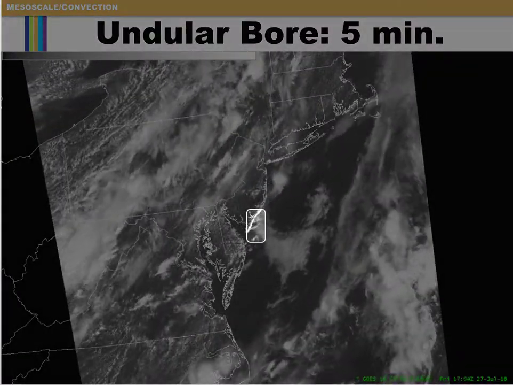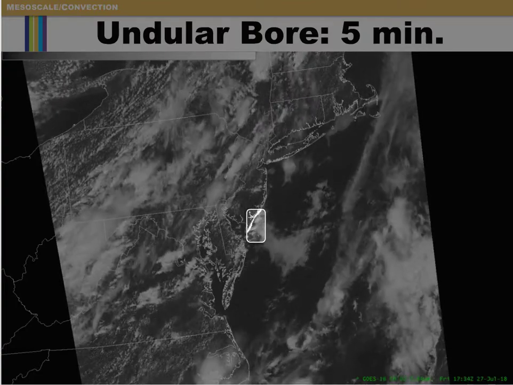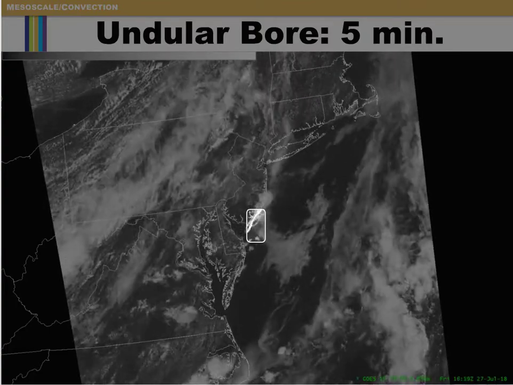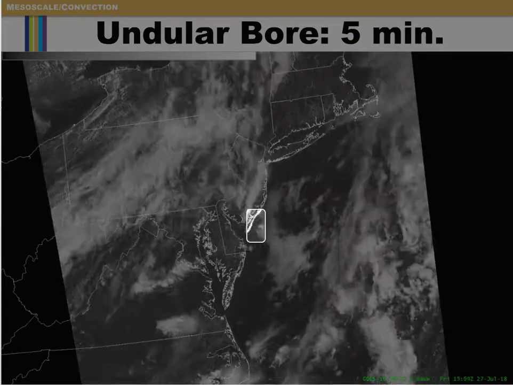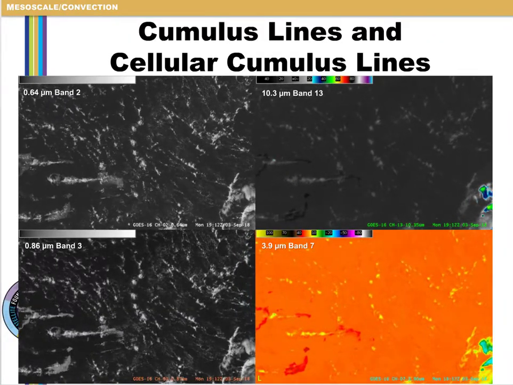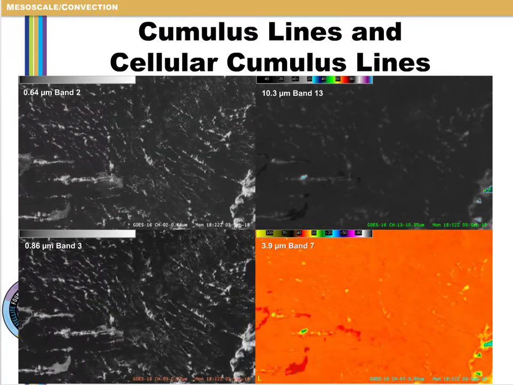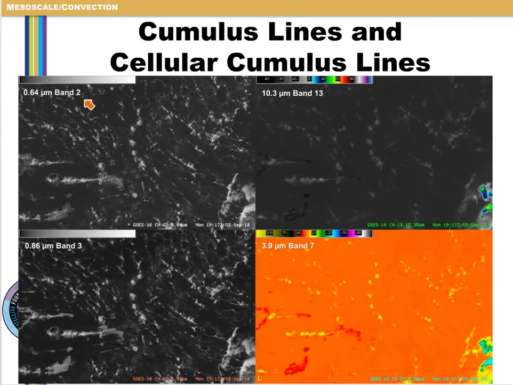Having 1-minute imagery from the mesosector and zoomed in will allow you to observe features you are much less likely to see in the CONUS sector zoomed out. We now transition to pre-convective clouds that we typically see over a warm ocean surface. For now, focus on the visible band in the upper left.